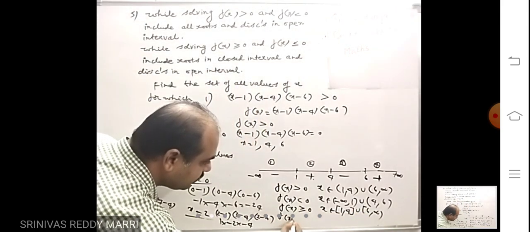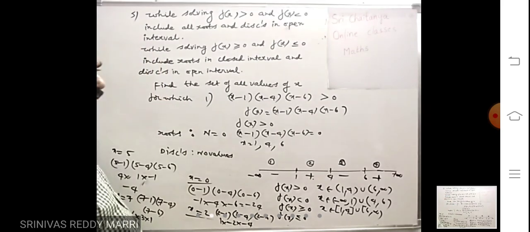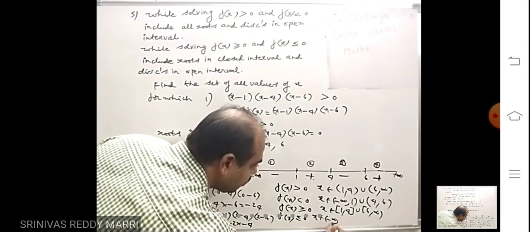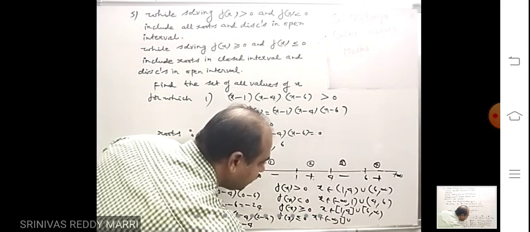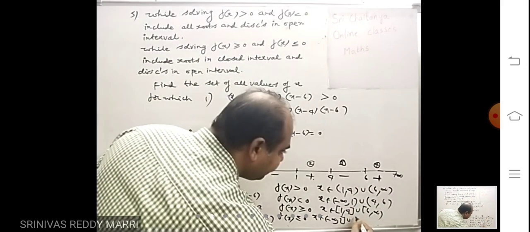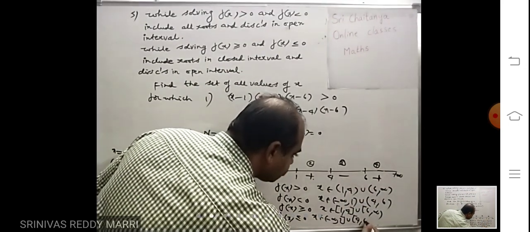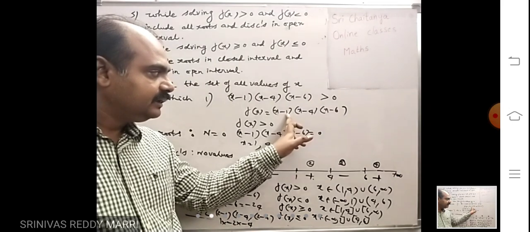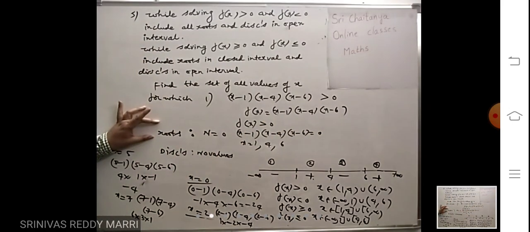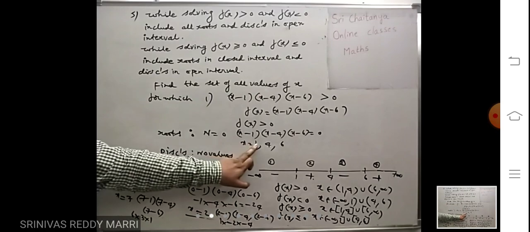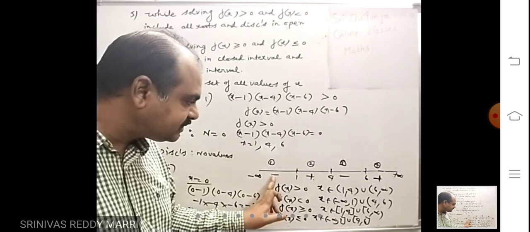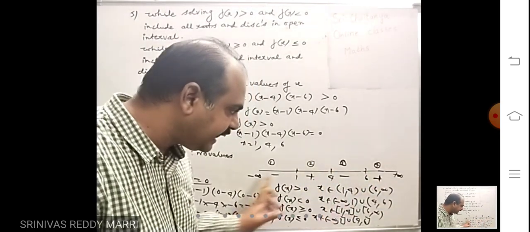Suppose f of x less than or equal to 0 is asked. Less than means negative intervals only: minus infinity comma 1, union 4 to 6. Like that, whenever it is given, take f of x, find the roots. Discontinuities are not there, only roots: 1, 4, 6. Mark them on the real number line. In all the intervals, you give negative or positive signs.